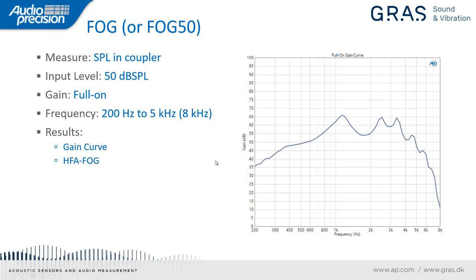The next measurement we'll take is the full-on gain measurement, or FOG50. So here again, we measure the sound pressure level in the coupler. The input level in this case is 50 dB SPL. The gain is at full-on gain, the same frequency range, and here we're measuring a gain curve like the one on the right, and we'll also compute the high frequency average full-on gain, which again, we average the values at 1K, 1.6, and 2.5 kilohertz.